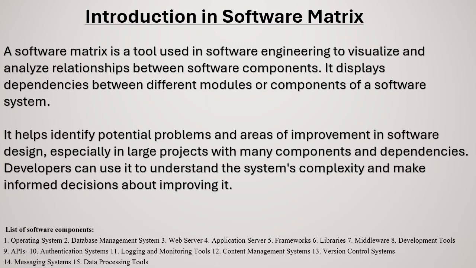Using this matrix, they can see that, for example, component A is dependent on component B and component C, while component D is dependent on component A and component E. On the later part, I will give an example about the software matrix and the dependencies. This information will help the developer understand the complexity of the system and make informed decisions on how to improve it.